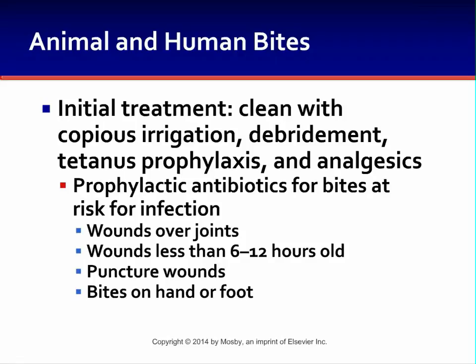The initial treatment is to clean with copious irrigation, debridement, tetanus prophylaxis, and analgesics. Individuals at greatest risk of infection are infants, older adults, immunosuppressed patients, alcoholics, diabetics, and people taking corticosteroids.